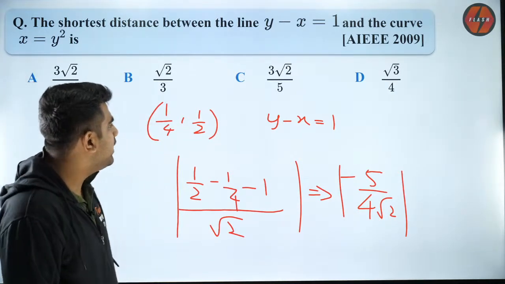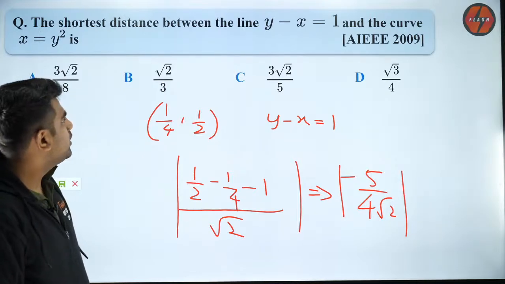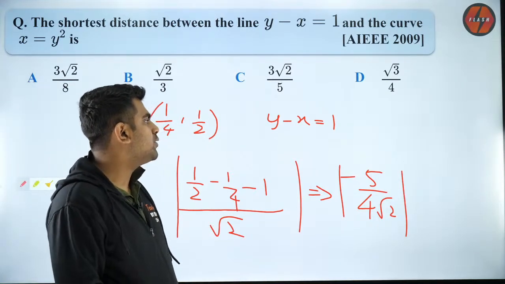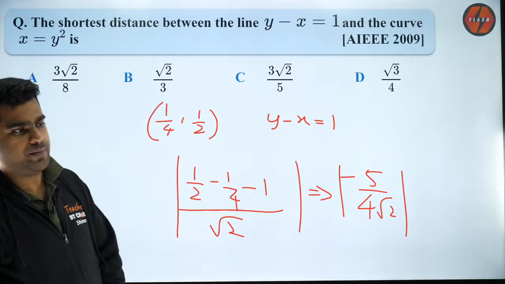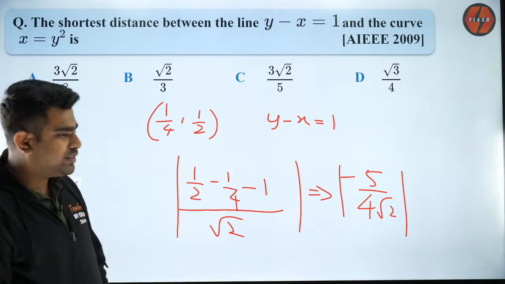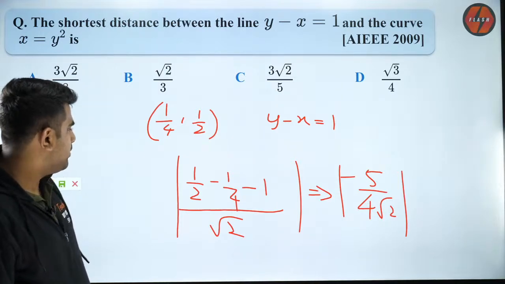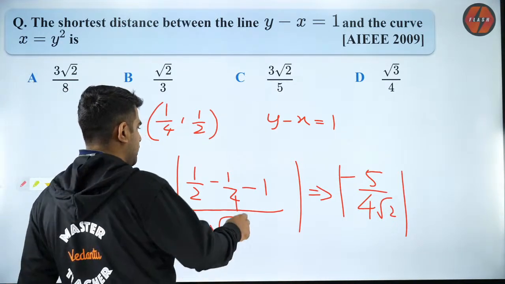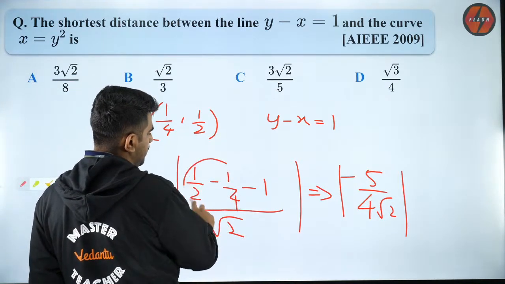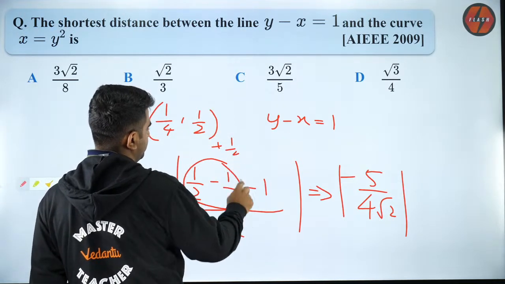Guys, so it should be 5 by 4 root 2. That is the answer. If you have done anything else, it is not going to be right. It should be 5 by 4 root 2. Is it 3 by 4 root 2? No guys, it should be 5 by 4. Okay, it is 3 by 4 root 2. I'm sorry, it is plus. So this will be plus 1 by 4. I'm sorry.